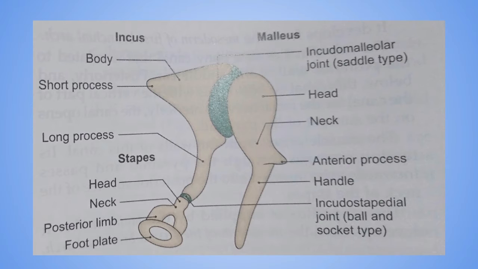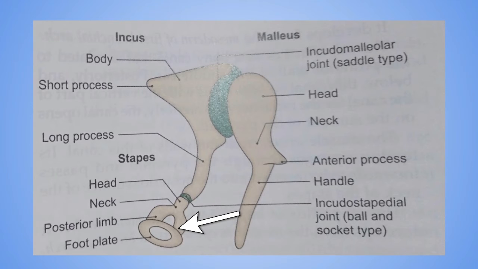The body is large and bears an articular surface that is basically directed forwards. It articulates with the head of the malleus. The long process projects downwards just behind and parallel with the handle of the malleus. Its tip bears a lentiform nodule directed medially which articulates with the head of the stapes.